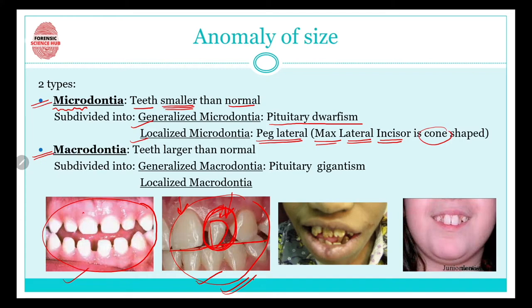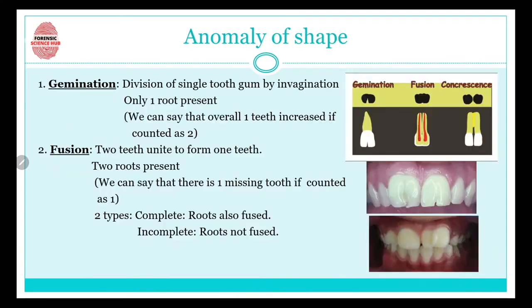Then comes macrodontia, in which the term macro means big, right? So the teeth are larger than the normal size. It is also subdivided into 2, generalized and localized. The reason for generalized can be pituitary gigantism. For microdontia it was pituitary dwarfism, whereas for generalized macrodontia it is pituitary gigantism. As you can see in this picture, all the teeth present are larger than the normal size. This is an example of localized macrodontia in which only these two teeth are larger than the normal size, right?